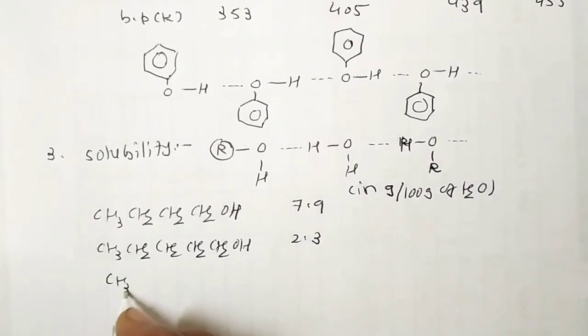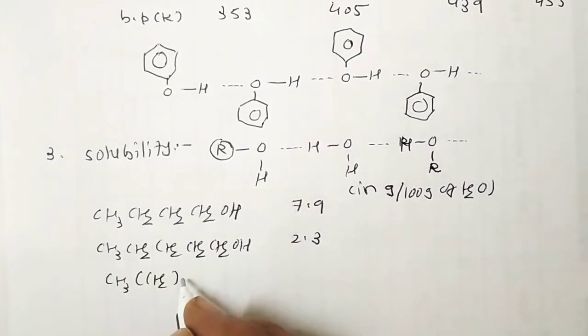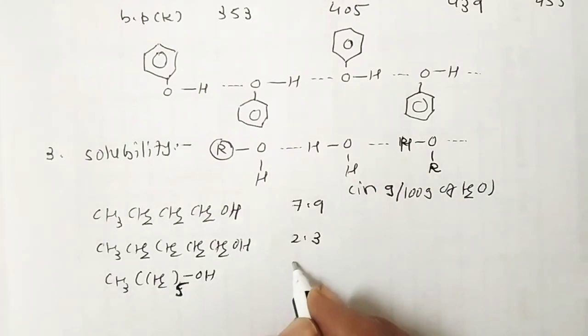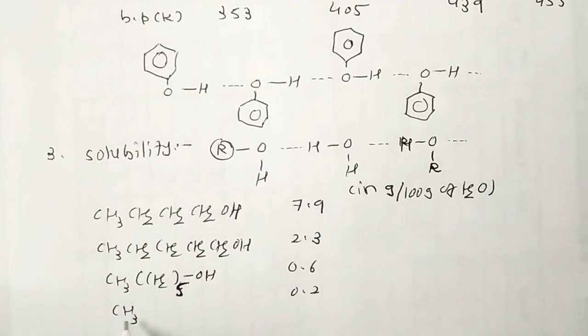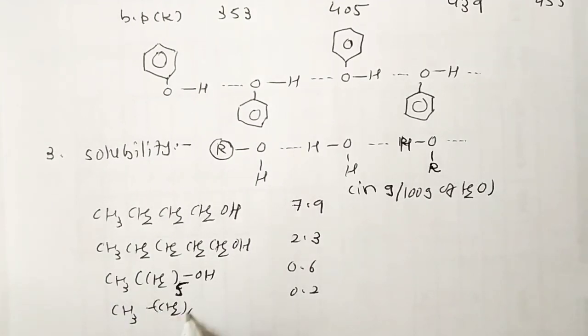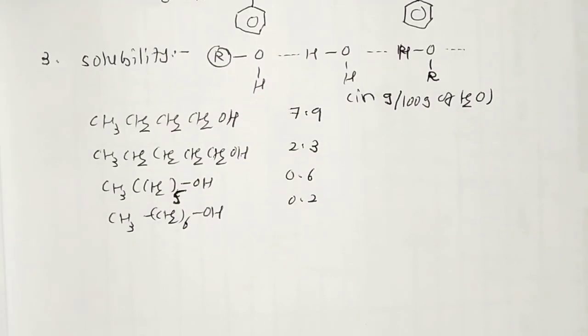Normal hexyl alcohol is 0.6. Same way, normal heptyl alcohol, CH3, CH2 six times, is 0.2. So they decrease at a regular interval. What about the isomeric alcohols? In the case of isomeric alcohols, the solubility increases with branching.